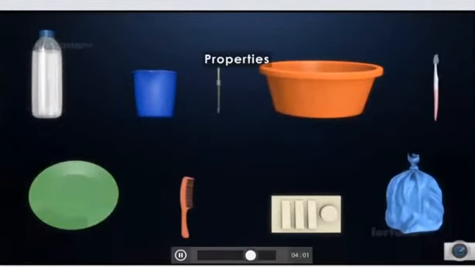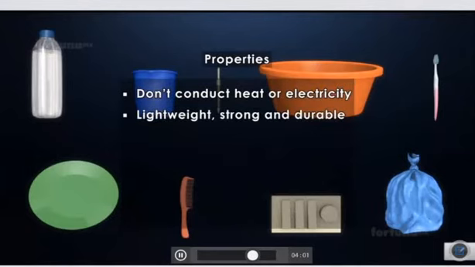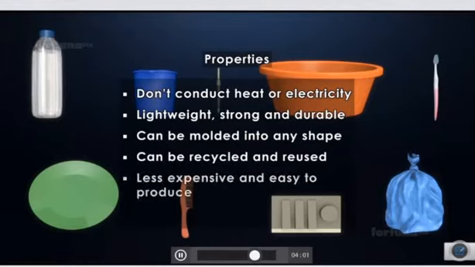Plastics are widely used because of their unique properties. Plastics don't conduct heat or electricity, and they are lightweight, strong, and durable. They can be molded into any shape and can be recycled and reused. Plastics are less expensive and easy to produce.